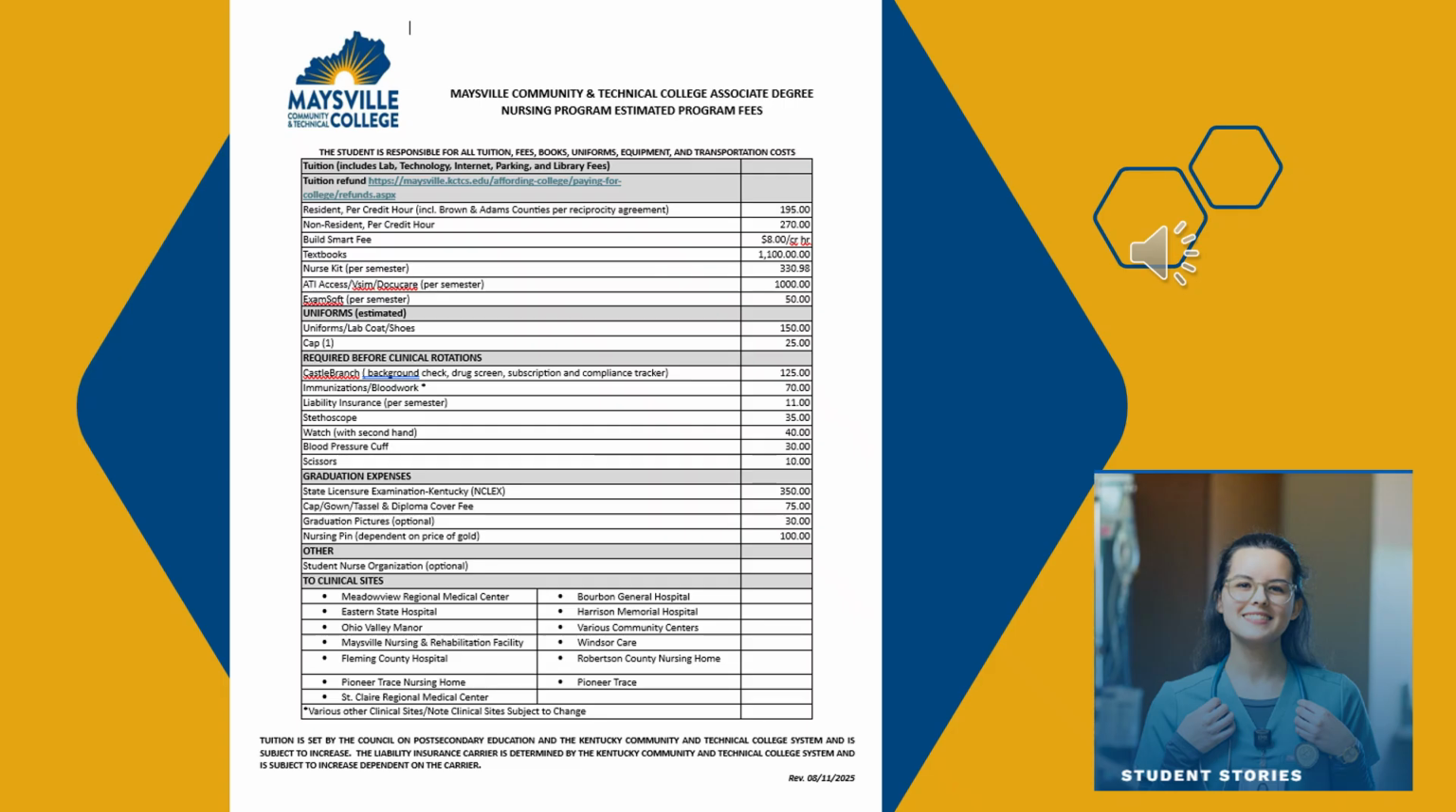We do Castle Branch, which is a records repository that holds information including your background check, your drug screen, and it tracks your immunizations, liability insurance, those kind of things. So you have to load that all up into your Castle Branch. It's about $125. To get your immunizations and blood work, depending on what you need, is about $70. Liability insurance is $11, and that's charged through your tuition bill every semester, so it's automatically included.